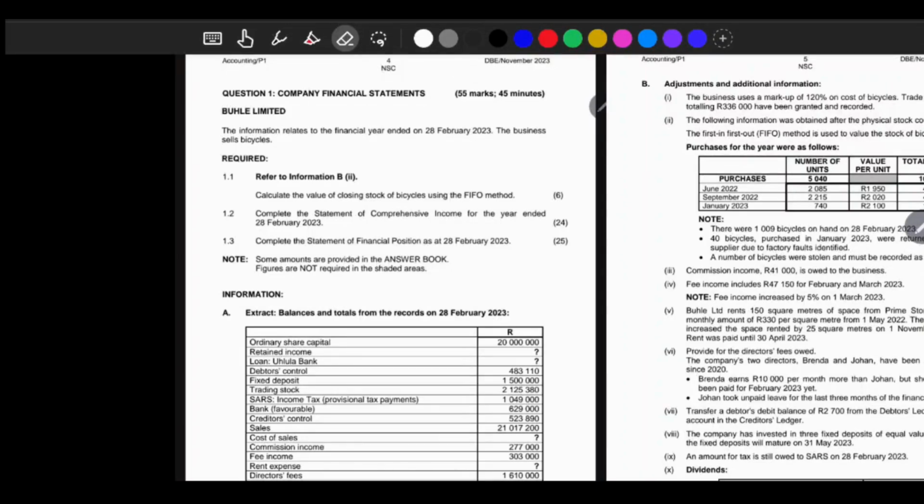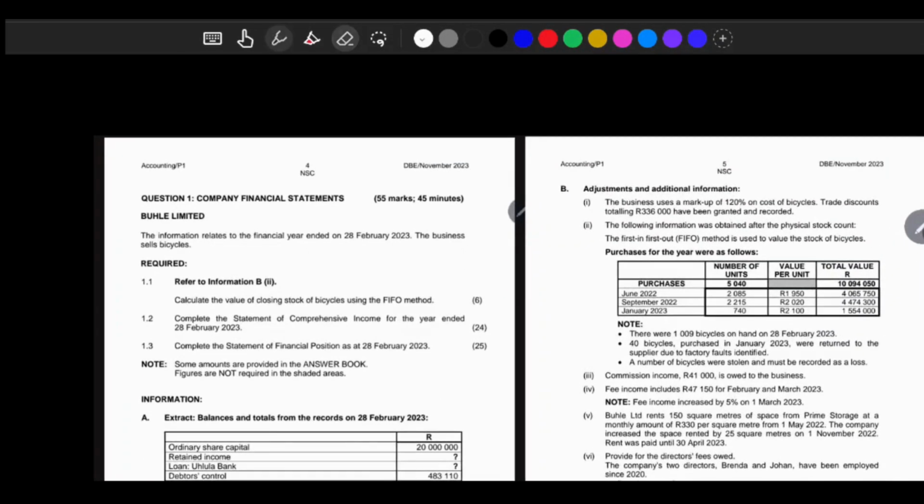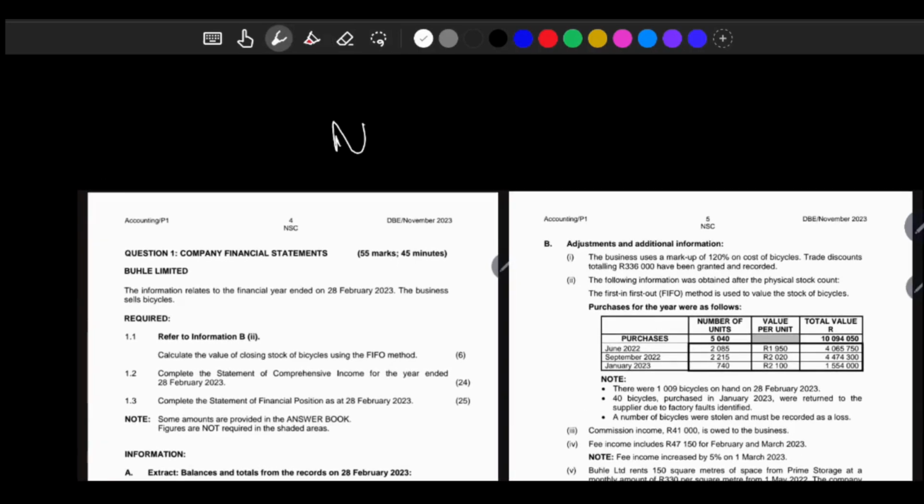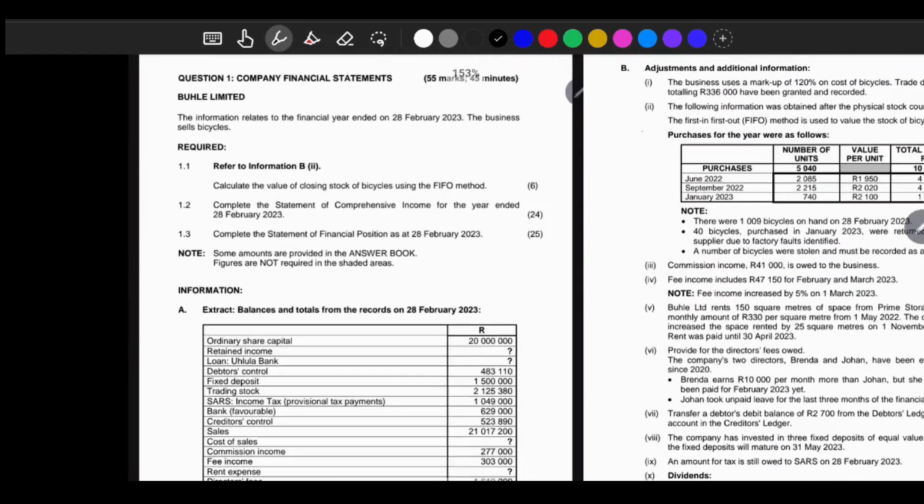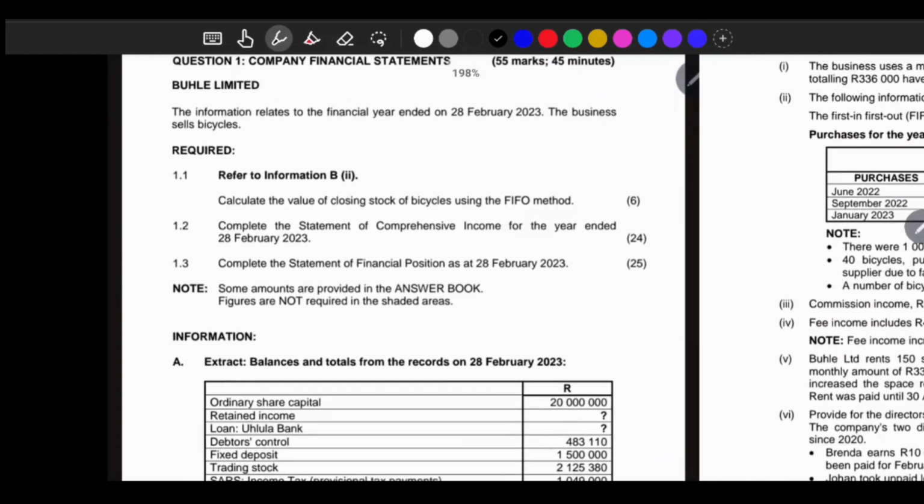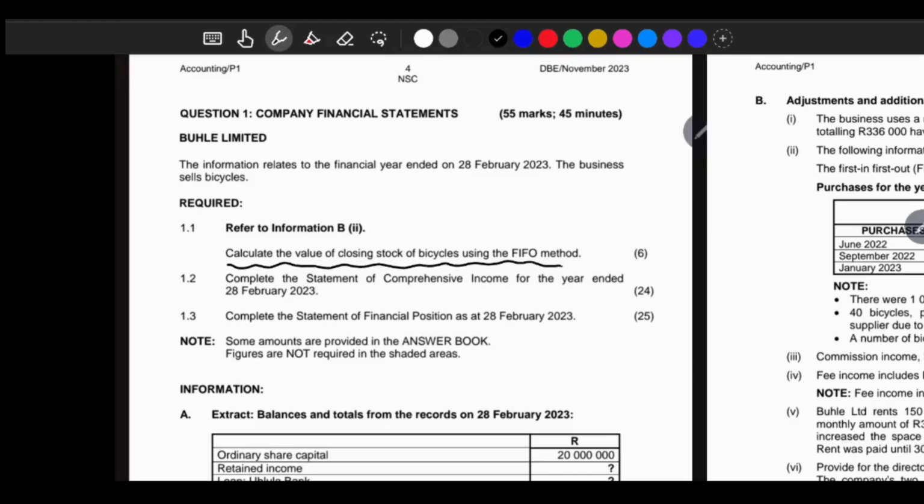So welcome to this lesson whereby we're going through the November 2023 paper 1 exam, right? November 2023 paper 1. The first question here requests us to calculate the value of the closing stock of bicycles using the FIFO method. Let me just start at the top.